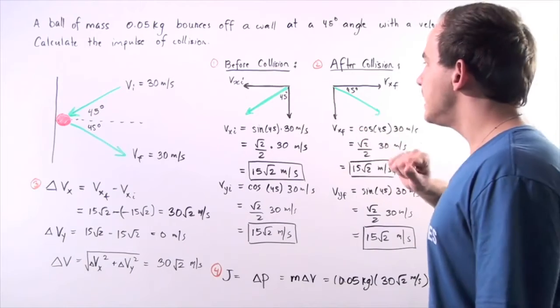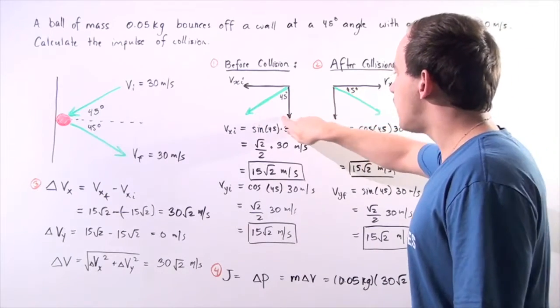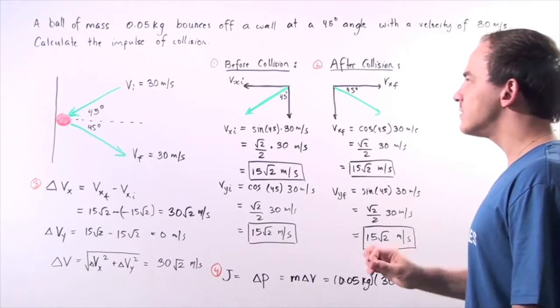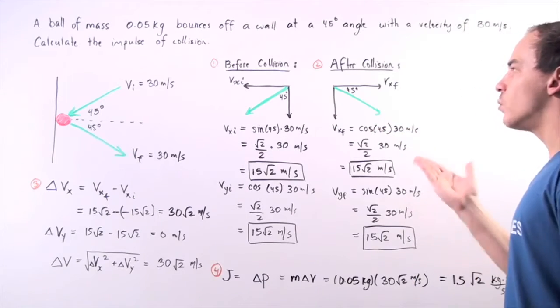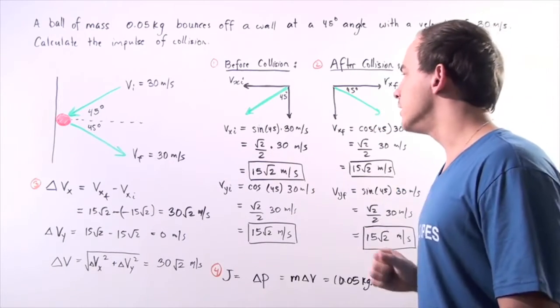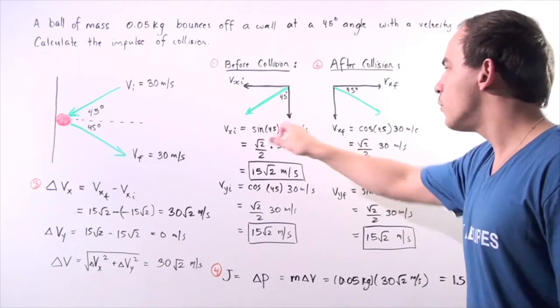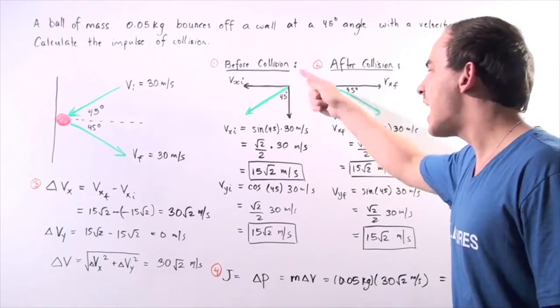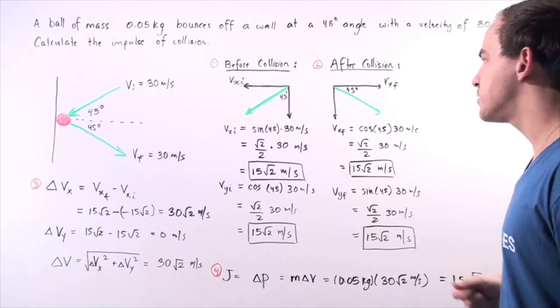So we begin by looking at the following triangle. So we have a 45, 45, 90 degree triangle where the base represents the magnitude of the x component and the height represents the magnitude of the y component before the collision takes place. So the x component is sine 45, which is square root of 2 divided by 2, times 30. So we get a result of 15 radical 2 meters per second.